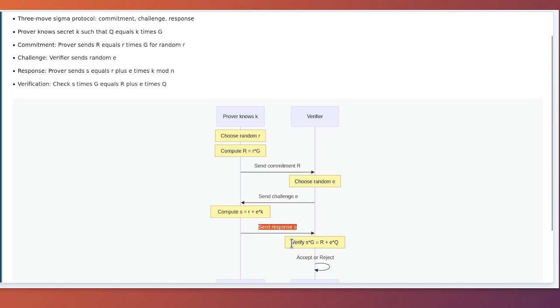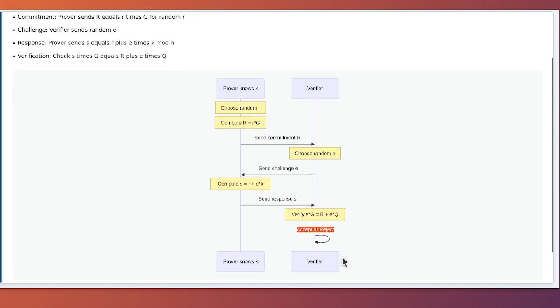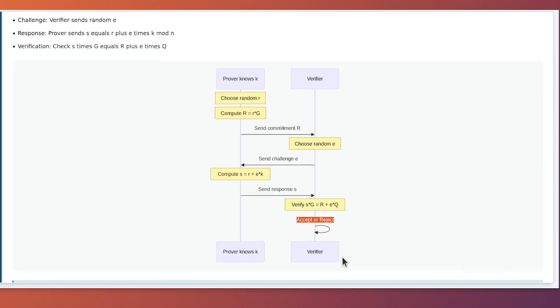Step 4. Verification. The verifier checks whether S times G equals R plus E times Q. If this equation holds, the verifier accepts the proof. Otherwise, they reject it. Why does this protocol work? Let's verify the verification equation.